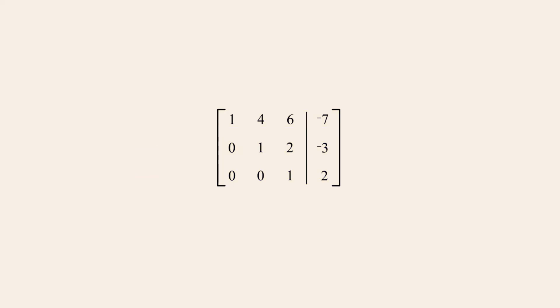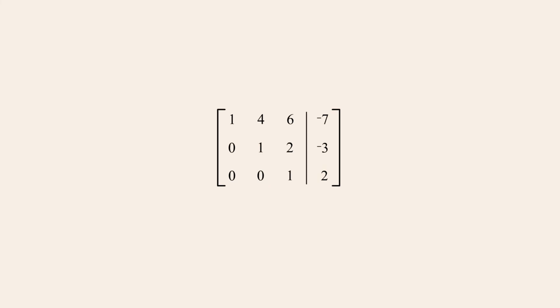The entries in each column to the left of the vertical line are the coefficients of the variables in those equations. Since there are 3 columns to the left of the vertical line, the corresponding system of equations contains 3 variables, which we will call x, y, and z. The entries in the column to the right of the vertical line are the constant terms on the right side of each equation.